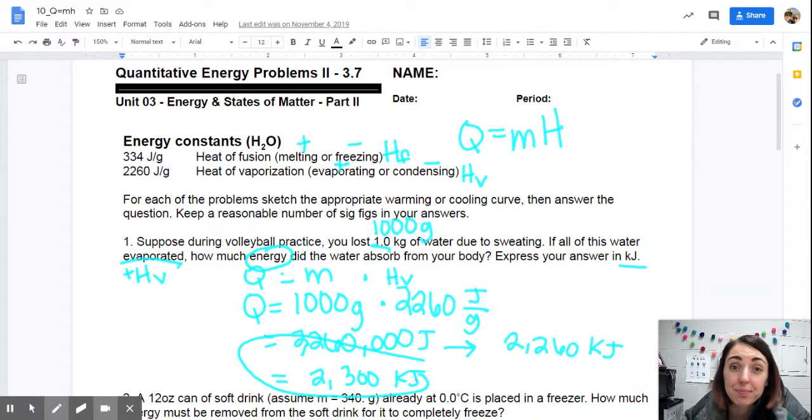And that's it. Once you've got that, I want you to pause in a second and do number 2. The thing I want you to keep in mind for number 2 is that it's freezing. So again, be smarter than your calculator and make sure you keep track of the positives and negatives where needed. Go ahead and do number 2, hit pause, and come back when you're done.